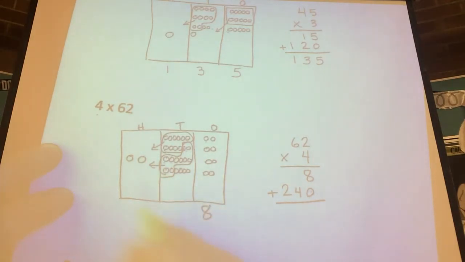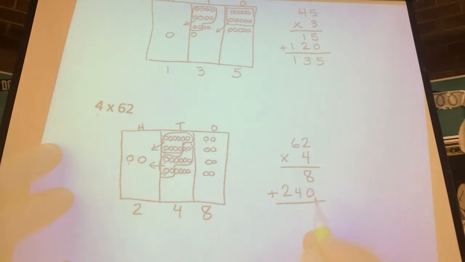So at this point, I have 2 hundreds, I have 4 tens. I'm going to put my 4 tens here that are left. I'm counting up the ones that are left, the ones that aren't circled, the ones I did not regroup. So I have 4 tens and 2 hundreds. Now 248 appears to be my answer.